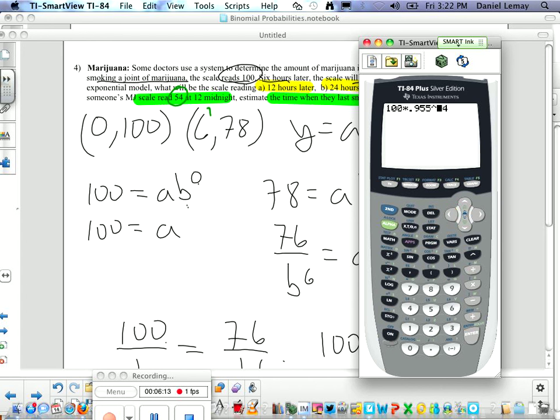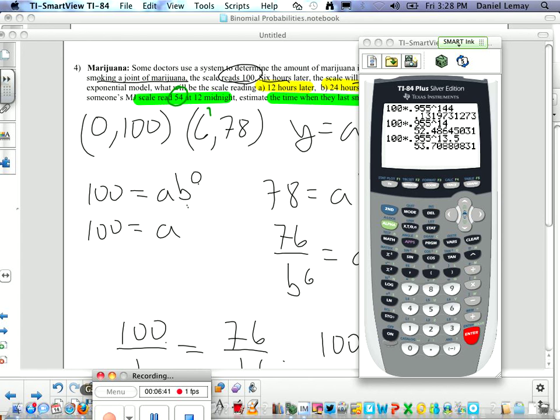And I'm going to try this to the 14th power, 14. Too big. So that's close. That's pretty good. So we know that about 13 and a half hours before 12 midnight is when they got stoned.